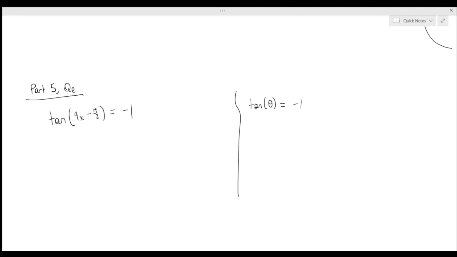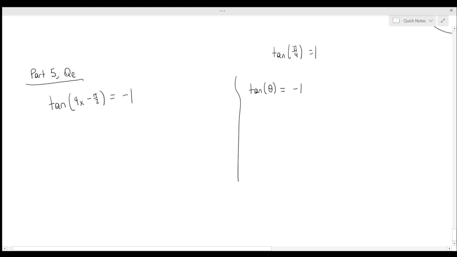So let's see here. I know tangent is negative, say in the second quadrant. Also the fourth, but I just need one of them for tangent. The reference angle should be pi over 4, because I know tangent of pi over 4 is 1. So I want the angle in the second quadrant whose reference angle is pi over 4. So to get the angle in the second quadrant, I could do pi minus pi over 4. Okay, so one solution to this is 3 pi over 4.